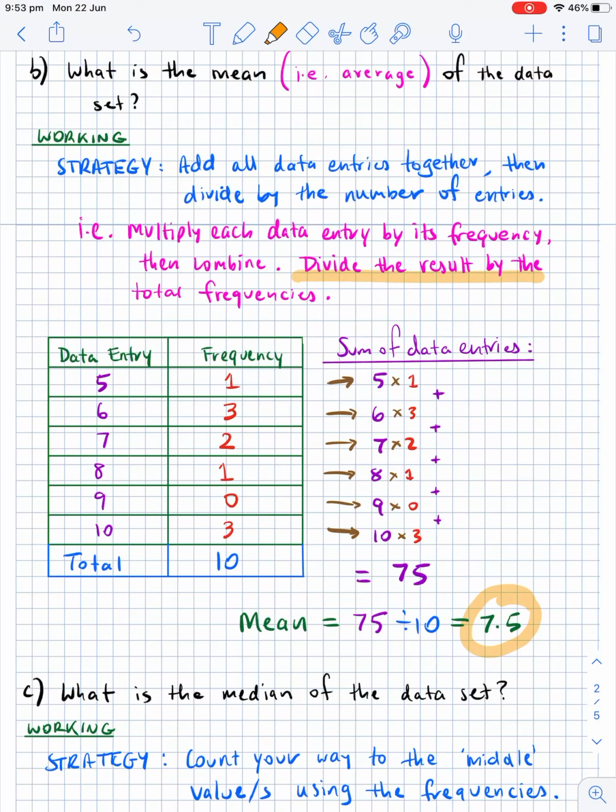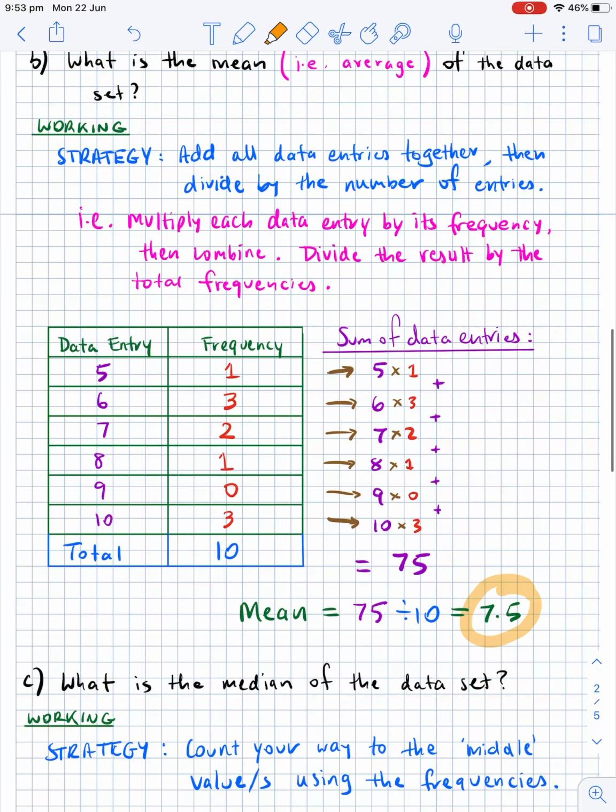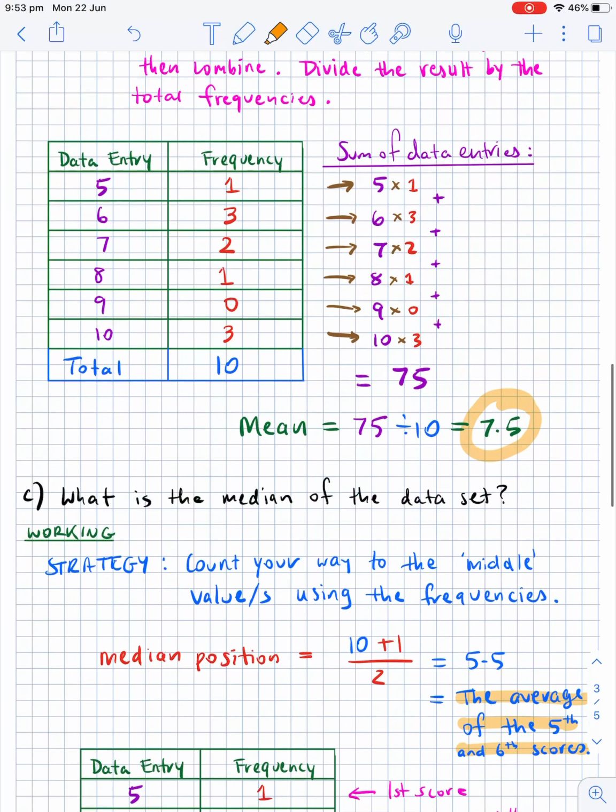Lastly, you then want to divide the result by the total frequencies. So it's pretty much doing the usual stuff for finding averages, but it's just the trick when you're given a frequency distribution table. So we've got 5 times 1, 6 times 3, 7 times 2, 8 times 1, and we're going to add up all these multiplications to get a total of 75. Now we can see the total frequencies is 10 if we add up all these numbers here. So we're going to do 75 divided by 10, which gets us our mean, or our average, of 7.5.